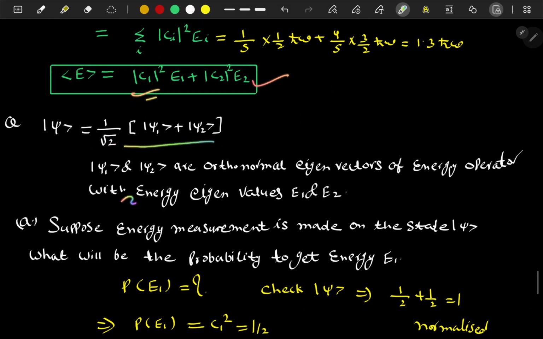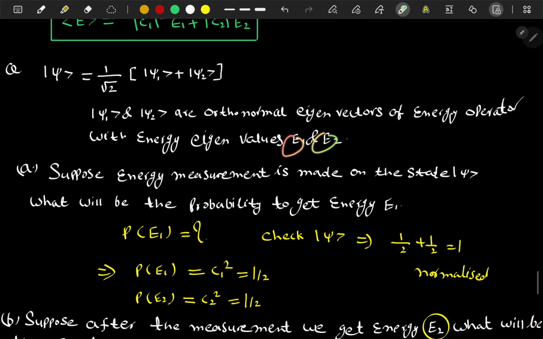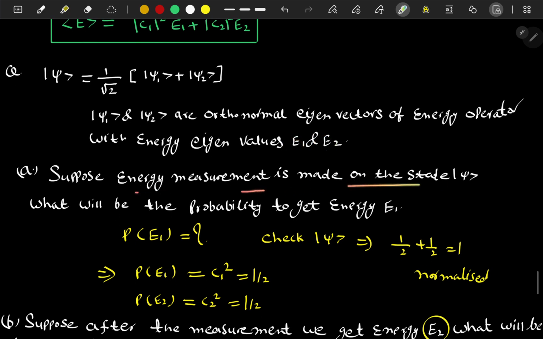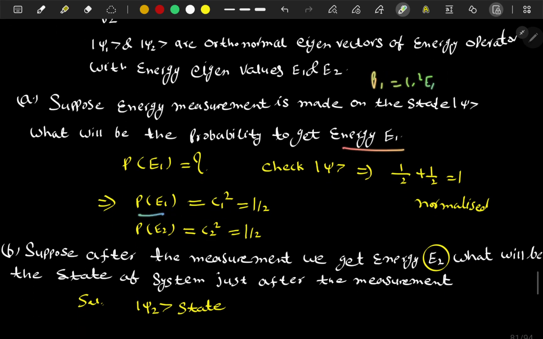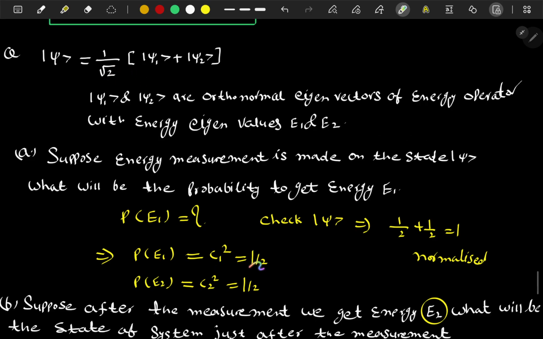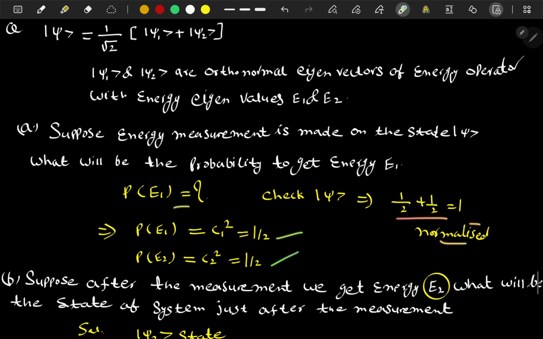Now again, a wave function is given to us, with orthonormal eigenvectors of the energy operator with energy eigenvalues E1 and E2. Suppose an energy measurement is made on the state psi. What will be the probability of getting energy E1? So P1 equals C1 squared, which equals 1 by 2. P2 equals C2 squared, which is 1 by 2. Psi is normalized: 1 by 2 plus 1 by 2 equals 1. The function is normalized, and the total probability is 1.